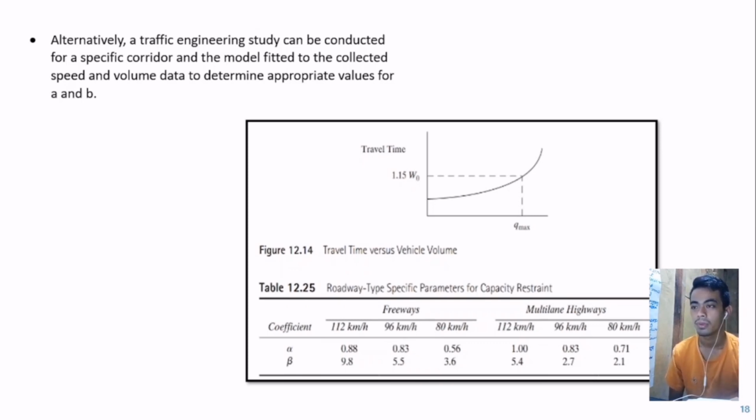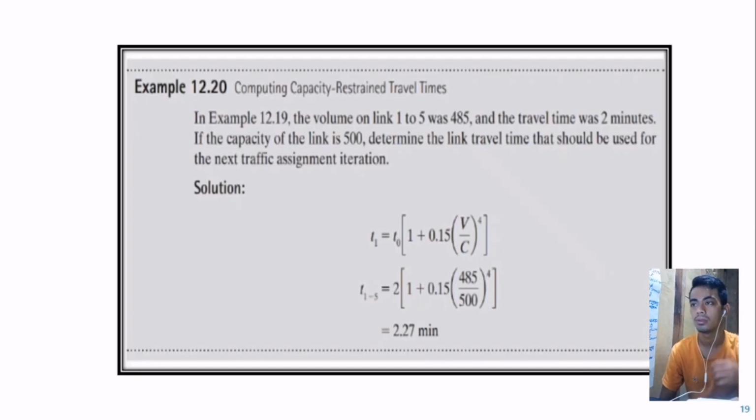So we have Table 12.25, which gives roadway type specific parameters for capacity restraint. Example in computing capacity restraint travel times.